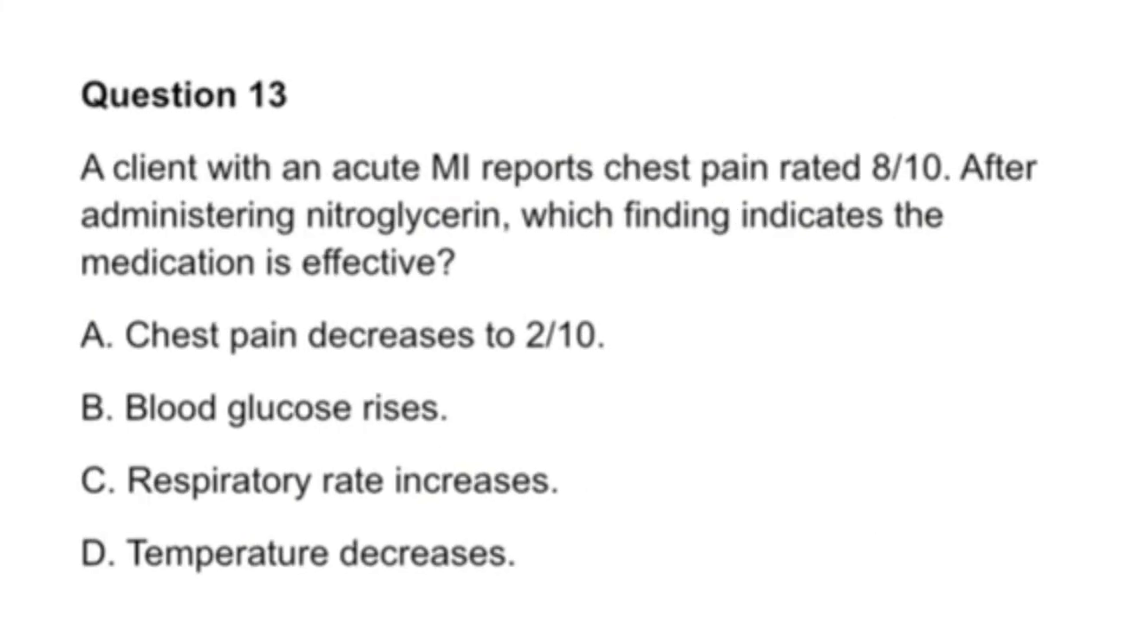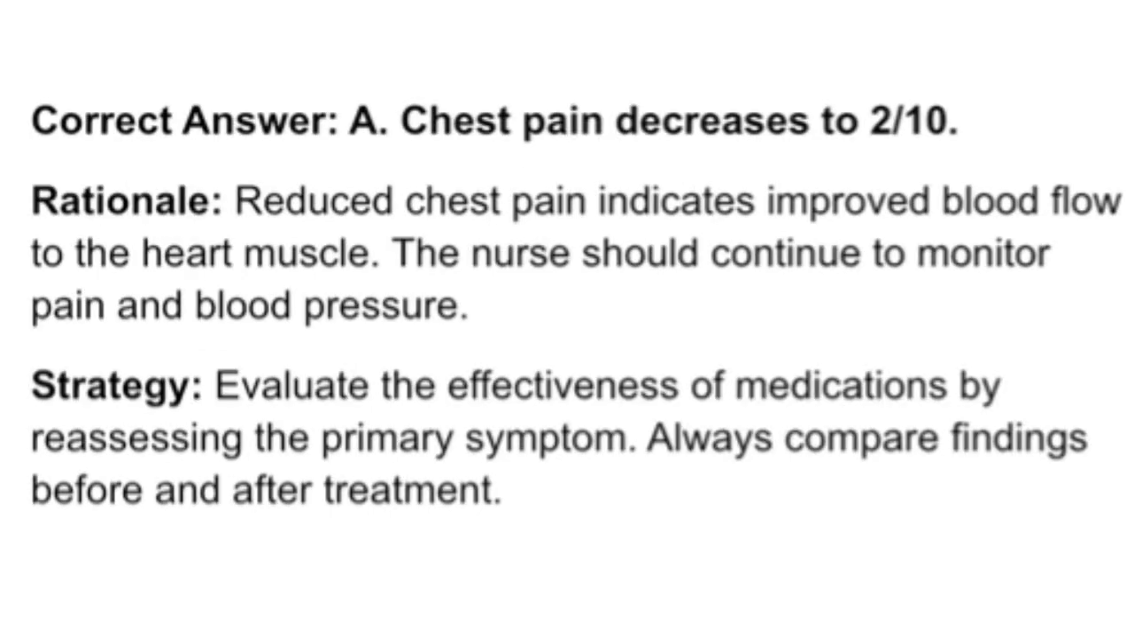Question 13. A client with an acute MI reports chest pain rated 8 out of 10. After administering nitroglycerin, which finding indicates the medication is effective? A. Chest pain decreases to 2. B. Blood glucose rises. C. Respiratory rate increases. D. Temperature decreases. Correct answer: A. Chest pain decreases to 2.